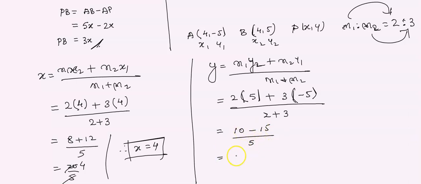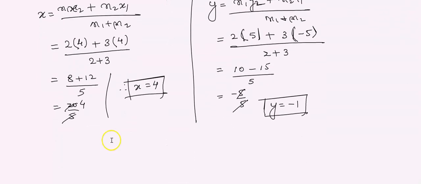If we subtract 15 from 10, 10 minus 15 is minus 5, divided by 5. So the value of y is minus 1. The value of y is minus 1. Now we can conclude finally that the coordinates of P are 4, minus 1. Hence we have concluded this problem.